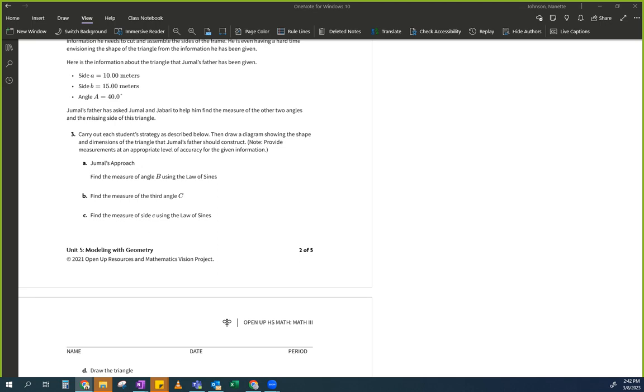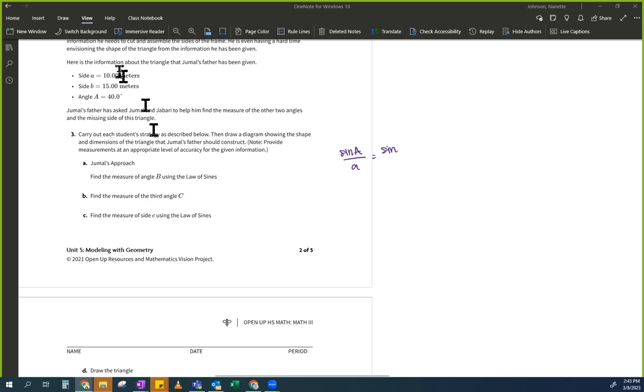Okay, so the very first thing that I'm going to do is write the law of sines for Jamal's approach. I don't know if I've ever told you this, but you can put either the angles on the top or the angles on the bottom. It really doesn't matter. For some reason, I always tend to put the sines on top. So I go sine of A over a equals sine of B over b equals sine of C over c.